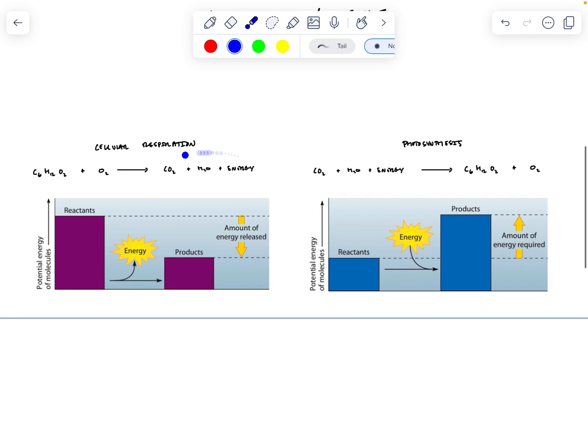If you look here, we have the same set of reactants and products in cellular respiration as we do in photosynthesis, except the products of cellular respiration are the reactants of photosynthesis, and the reactants of cellular respiration are the products of photosynthesis. So we start out in photosynthesis with carbon dioxide and water and some energy from the sun, and we form glucose and molecular oxygen. But this whole process requires energy in order to produce glucose and oxygen.